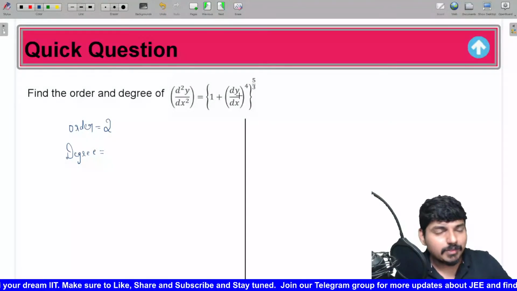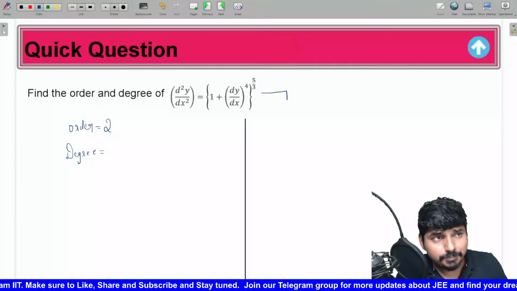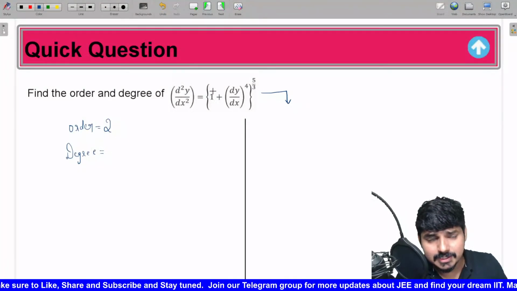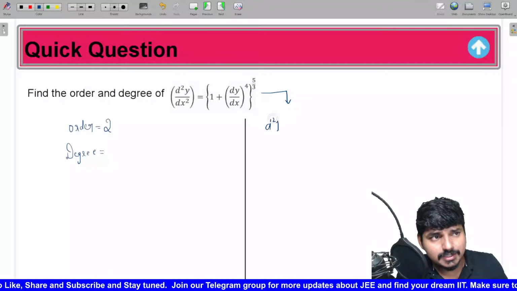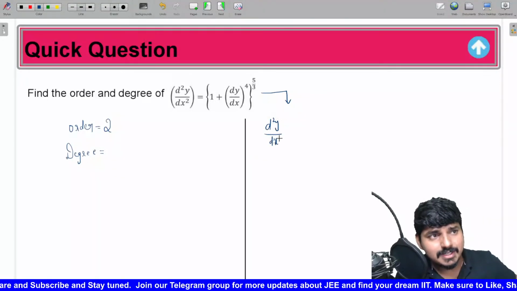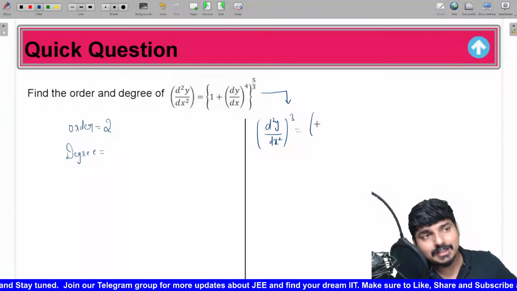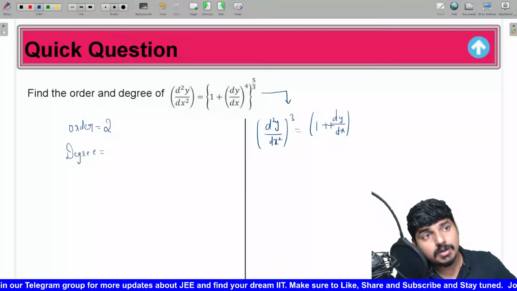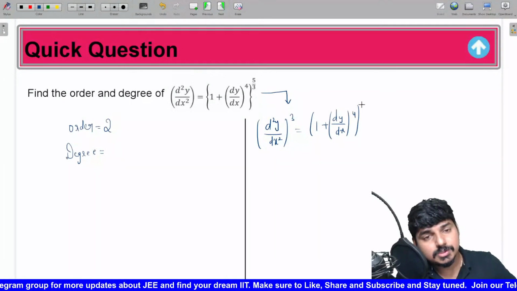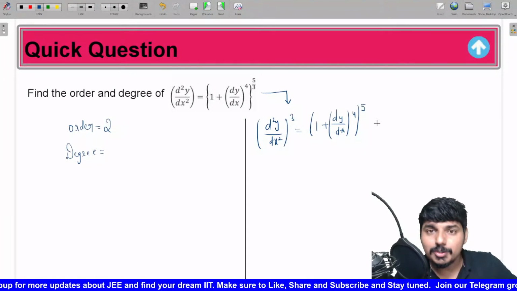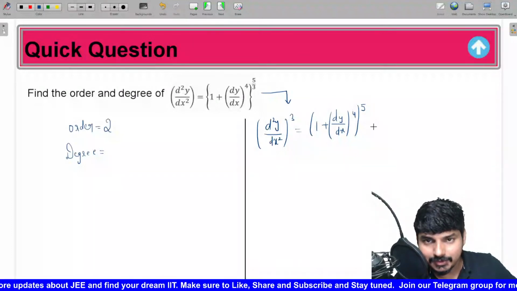So here, what I'm telling you is that if I do cubing on both the sides, I'm going to get (d²y/dx²)³ on the left hand side. On the right hand side, I'm going to get (1 + dy/dx)⁴ whole raised to 5. This is what you are going to get, everyone, right?